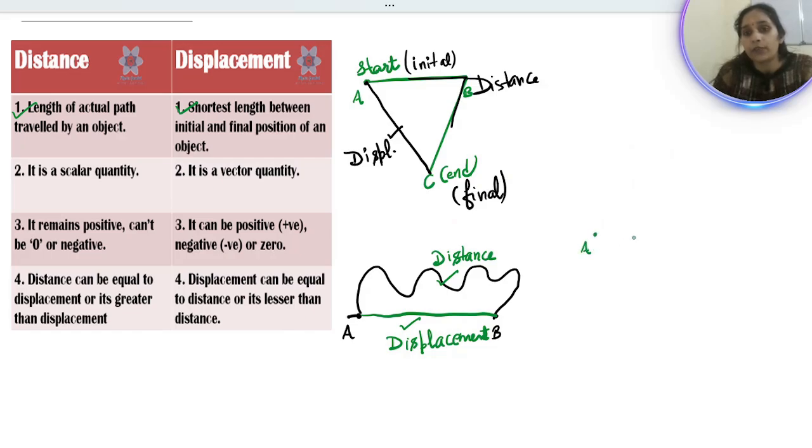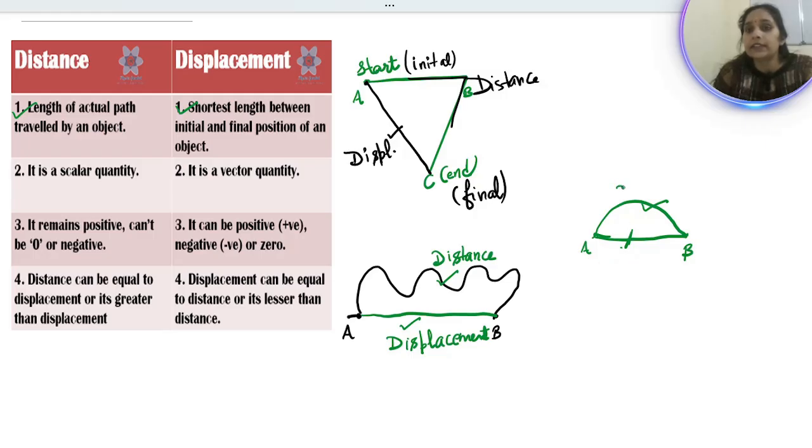And one more example I'm going to show here. The object started from point A and wants to reach point B. Let us suppose the object started from point A and reaches point B through this curve, and there is one more path, where the object can go straight from point A to point B. So this is the actual path, known as distance, and this path is the shortest path, known as displacement.